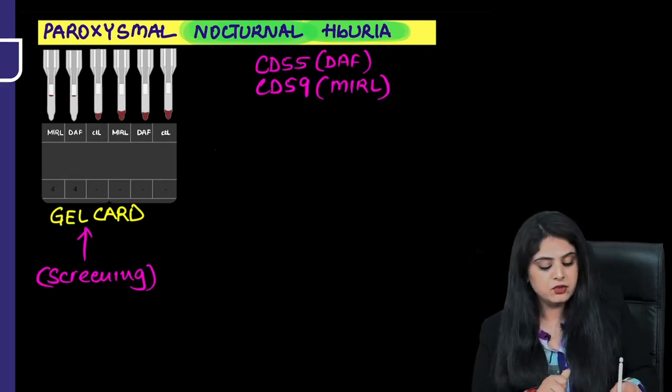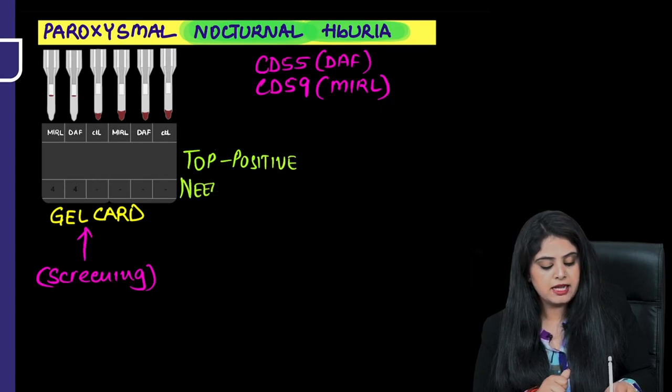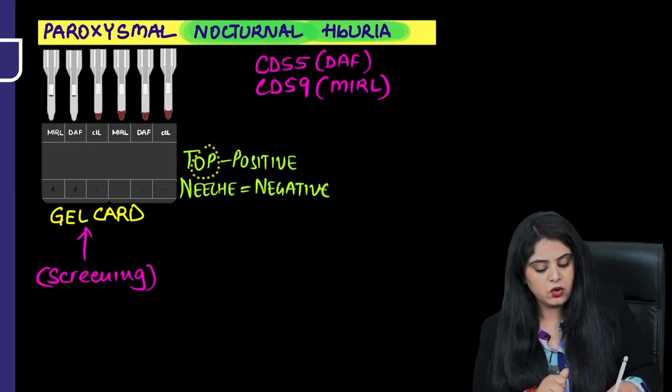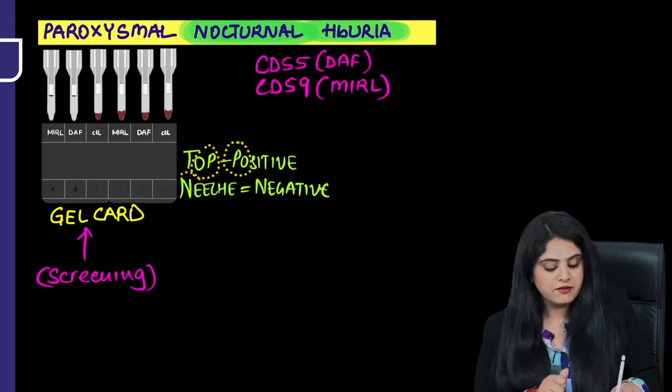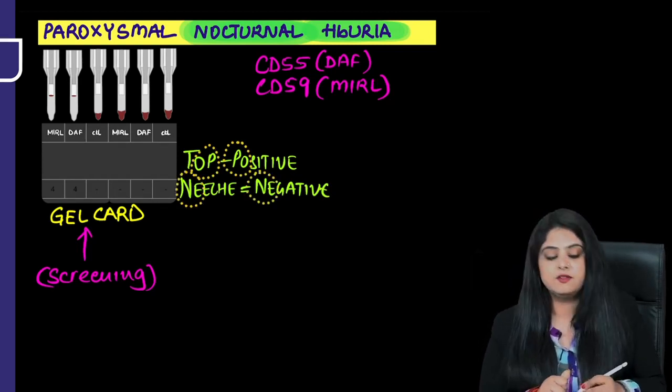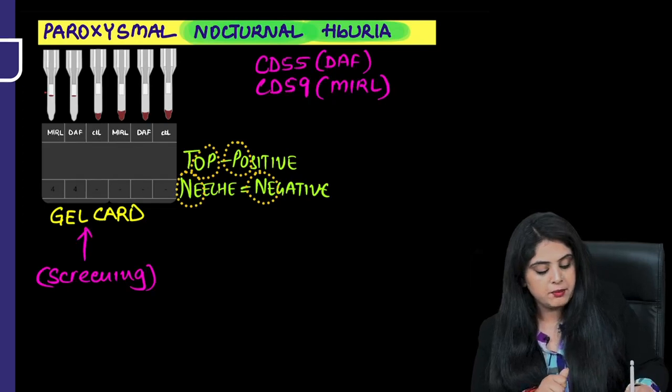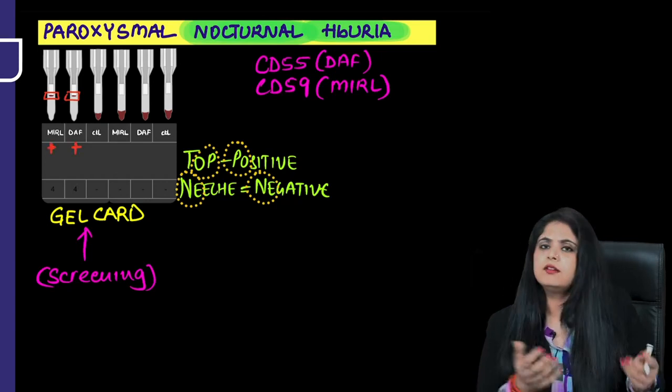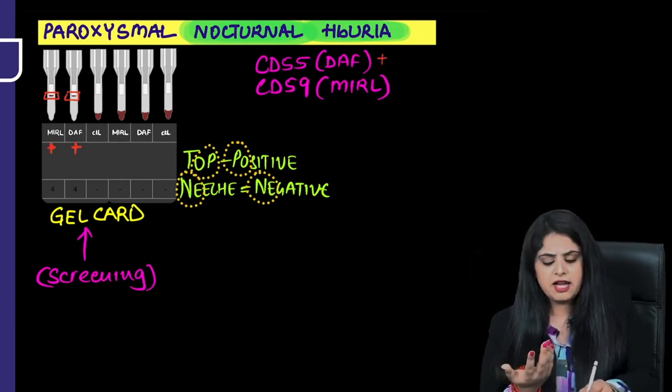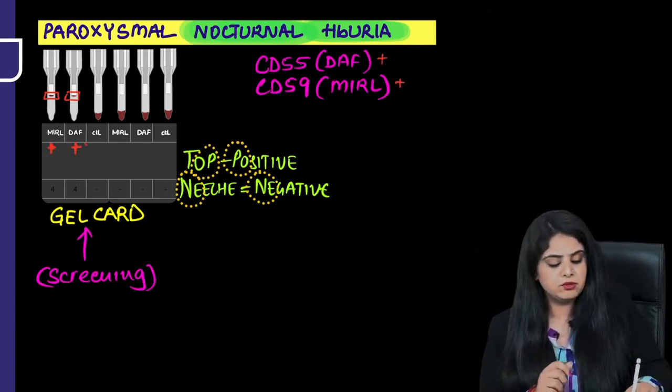Screening test is gel card. Do you remember how you do the analysis of a gel card? If you get a line at the top, it is considered positive. If you get a line at the bottom, that is considered negative. So that was my mnemonic for it. What did I say? If I get a line at the top, it is going to be a positive result. If I get a line at the bottom, that is going to be a negative result. So the line came at the top here, the line is at the top. This means DAF is also there, MIRL is also there. All of us have DAF and all of us have MIRL. We are normal people. So this patient that has been mentioned over here is normal.